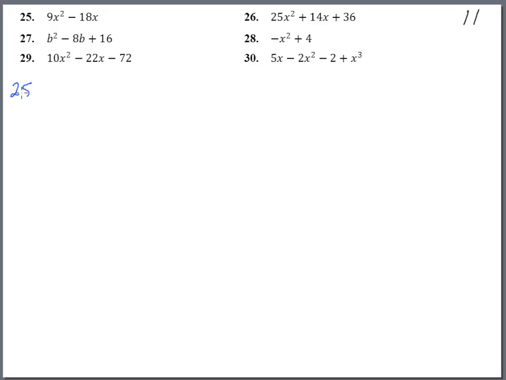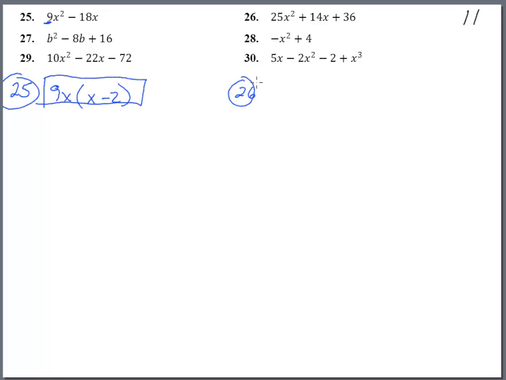Number 25. Here we have 9x squared minus 18x. This is a perfect square, but don't be deceived. We've got to work on that greatest common factor first. There's a 9 and an x in both of these. So we take out 9x, and we get x minus 2, which we're done. That's all we can do on that one.